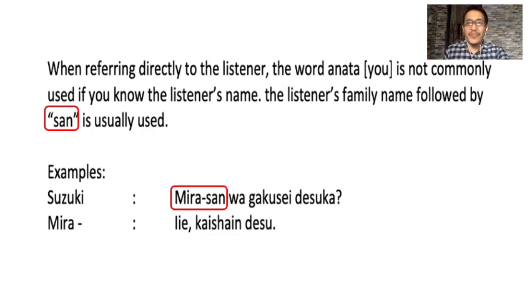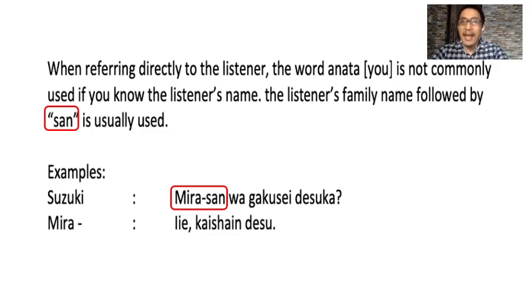So, for example, Vivian san wa gakusei desu ka? So, again, if we are talking, for example, to someone whose name is familiar to us, we don't say anata wa. But if you do not know the person, you can say anata wa gakusei desu ka, for example. But if you know that person, use his or her family name, like in the example here.